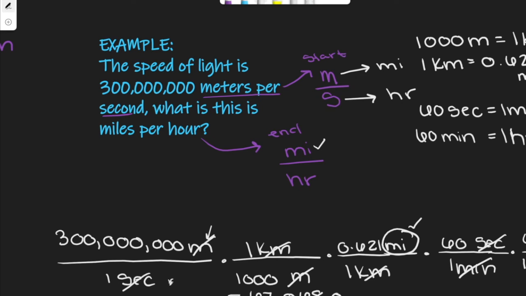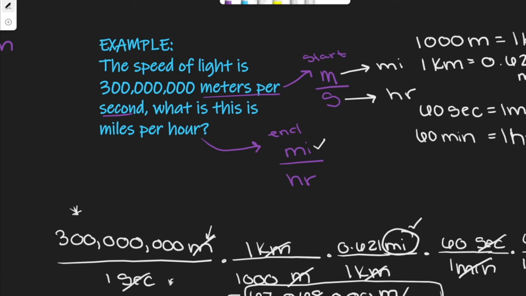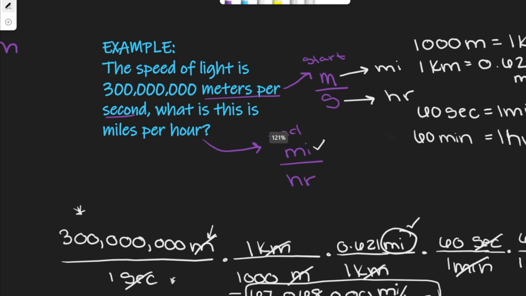67,068,000 miles per hour. Now again, you could pay attention to your significant figures. This number right here actually only has 1 significant figure. I'm going to go ahead and just leave it here so that we can just appreciate that this is a very large number, and we have successfully converted this into miles per hour. Let's go ahead and do another practice problem.